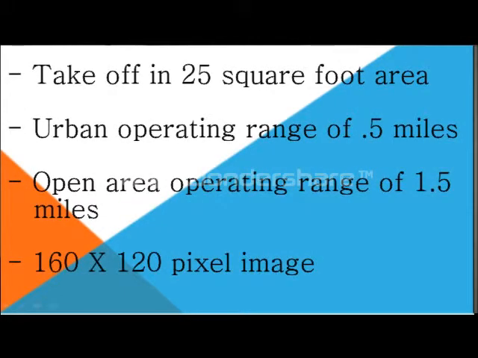To meet portability requirements, the UAV must be capable of taking off and landing in an area of 25 square feet. The UAV will meet the long-range requirement by being able to fly and maintain communication in a 0.5-mile radius in urban areas and a 1.5-mile radius in an open area. The UAV will carry a camera module that can take pictures at a resolution of at least 160 by 120 pixels per inch, which allows it to meet the customer requirement of taking in-flight pictures.